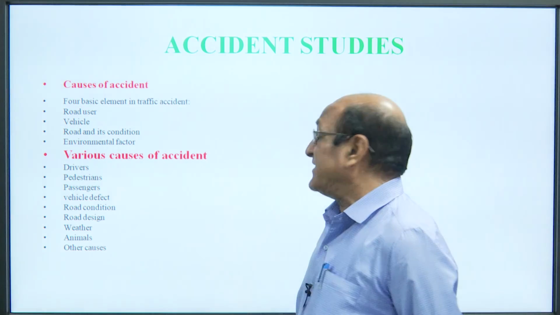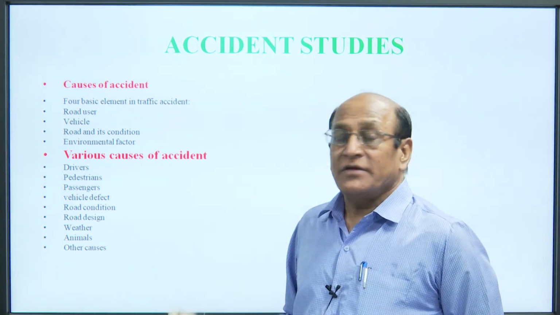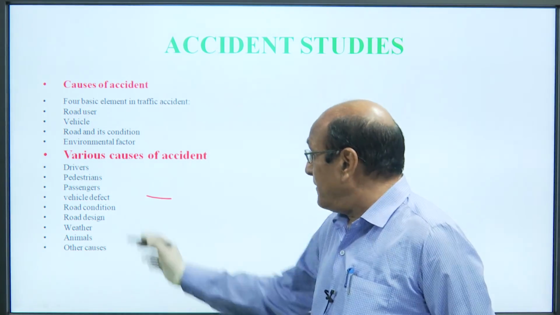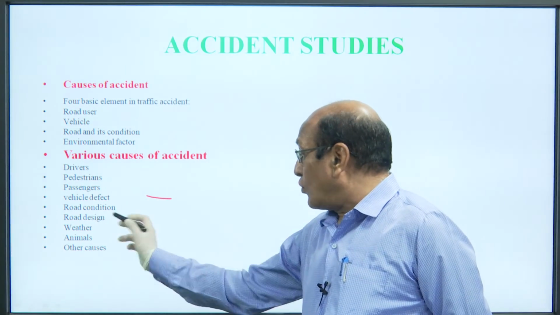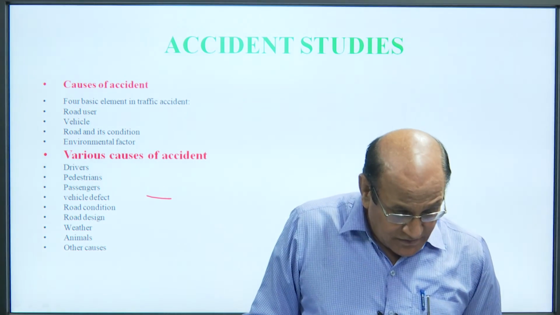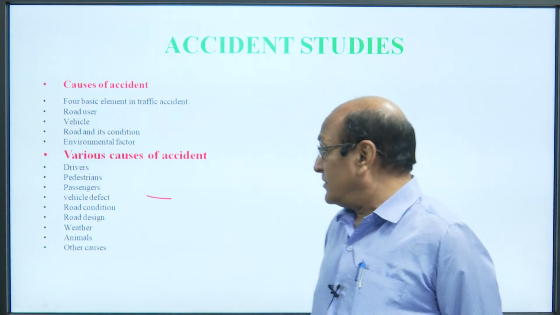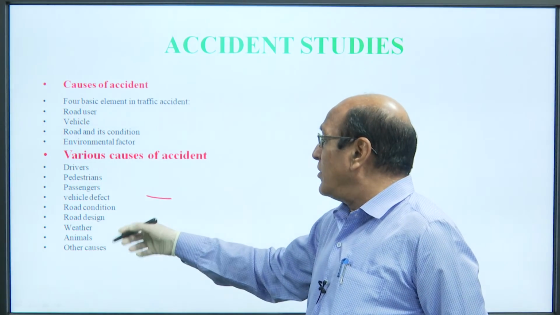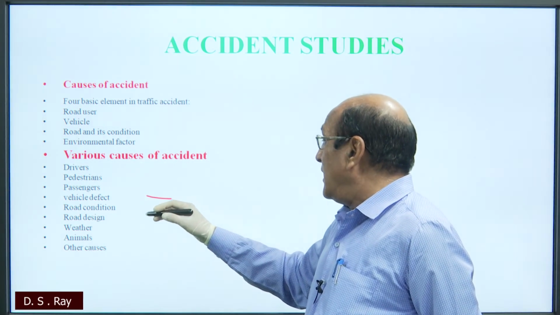The various causes of accidents are driver, pedestrian, passenger, vehicle defects, road condition, road design, weather, animals and other causes. So, we know everything which causes the accident on the highway.